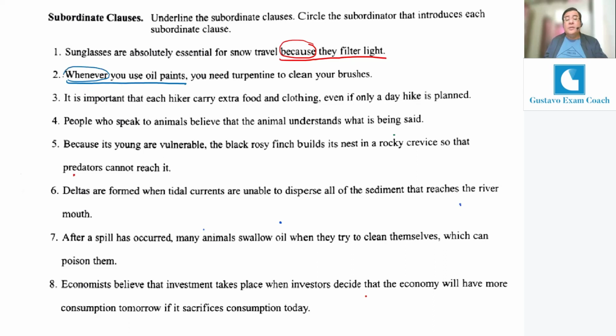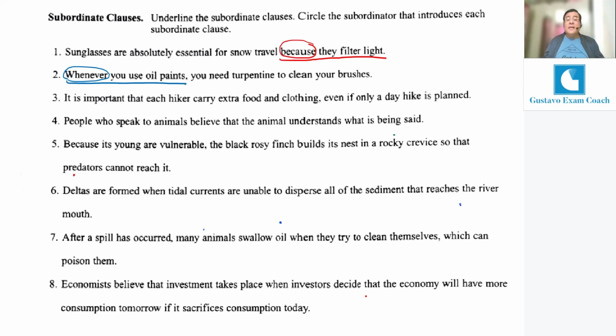Whenever is the subordinator. Please notice that in each of these sentences, if we isolated each of the subordinate clauses and took away the subordinators, we would be left with just an independent clause. For example, if you take away the word because, you just get they filter light in the first sentence. In the second, if you remove whenever from the subordinate clause, you just get you use oil paints. And those look and feel like independent clauses. In fact, let's keep going with number 3.